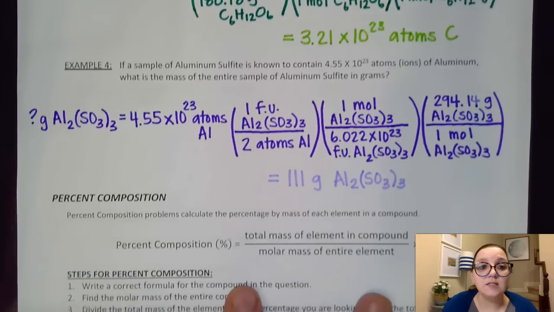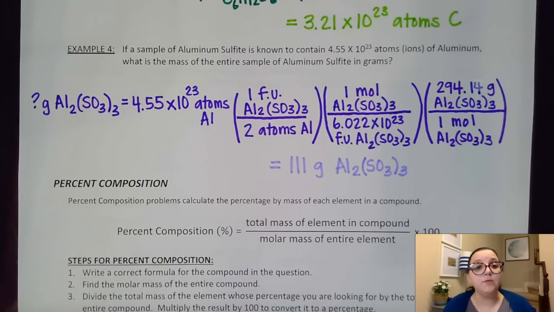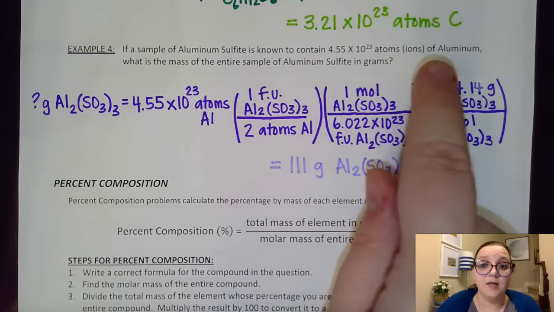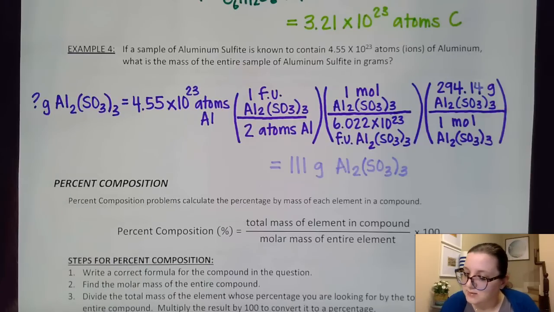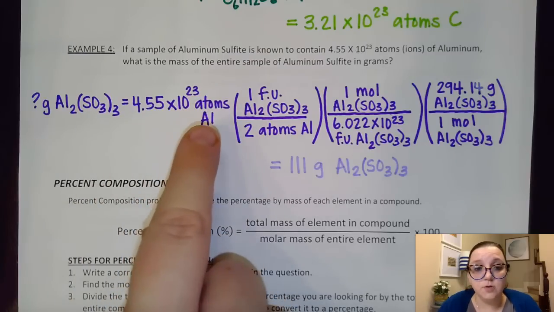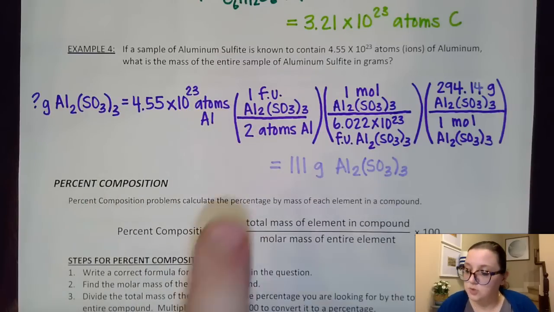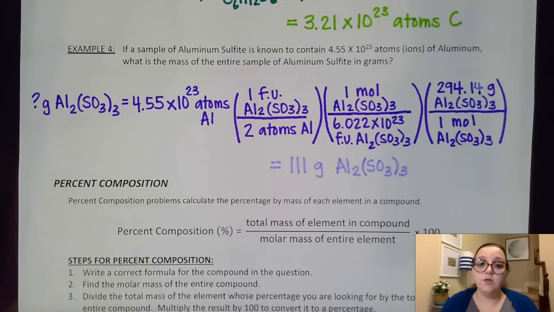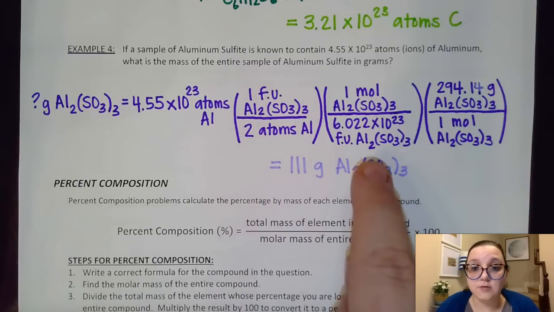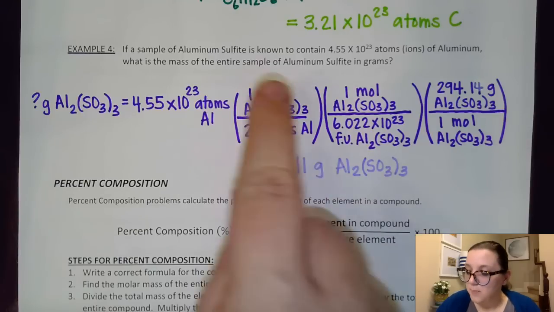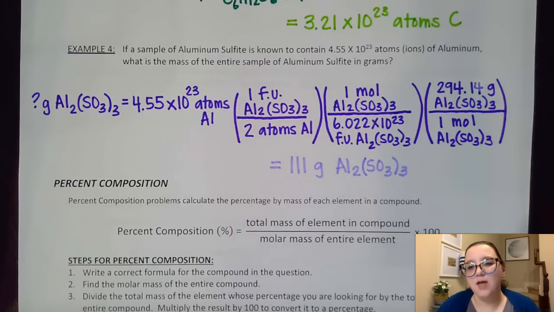All right, on the next problem, example 4, if a sample of aluminum sulfite had 4.55 times 10 to the 23rd atoms, and here they clarified that they might have called them ions of aluminum, you would do it the same way, and wanted the mass of the entire sample. So I started off with my atoms of aluminum here, and in order to get to the full compound, I first did the particle ratio at the beginning, so 2 atoms of aluminum for every 1 formula unit of the aluminum sulfite. Then I did my Avogadro's number, 6.022 times 10 to the 23rd formula units for every 1 mole of that overall compound. And then I did my 1 mole is 294.14, so there's my molar mass step. So again, my particle ratio, my Avogadro's number step, and my molar mass step.